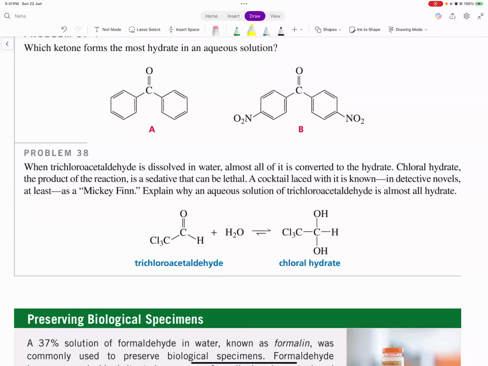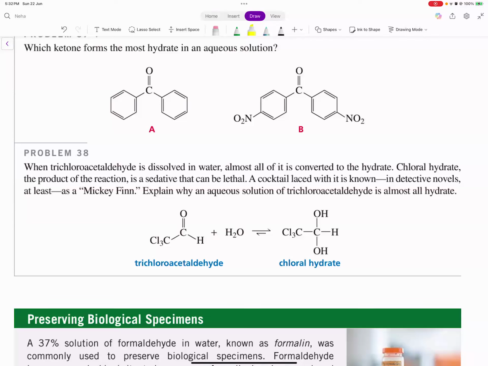So explain why an aqueous solution of trichloroacetaldehyde is almost all hydrate. Yeah, so the Cl will take the electrons. Yeah, of course. But why not in the above problem? Why is it almost all the hydrate? Maybe it has got something to do with the hydrogen bonding. Yes, I got it.